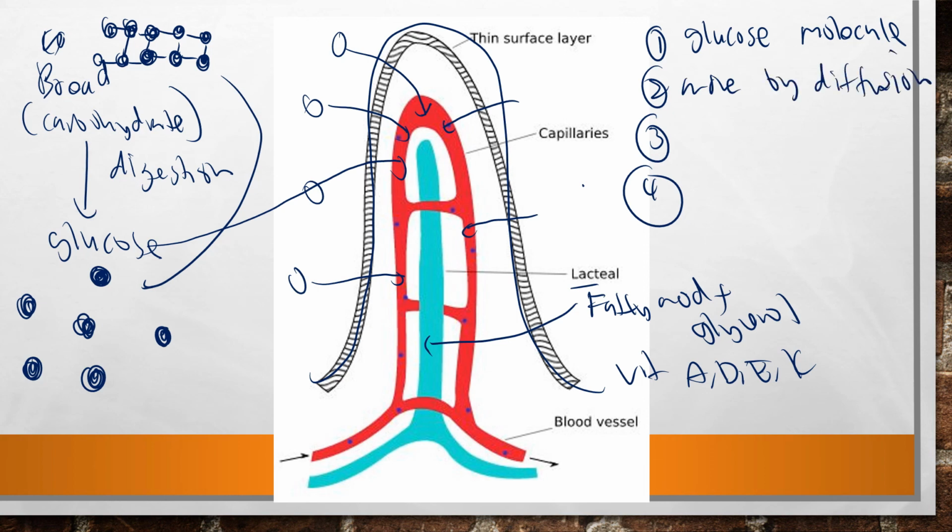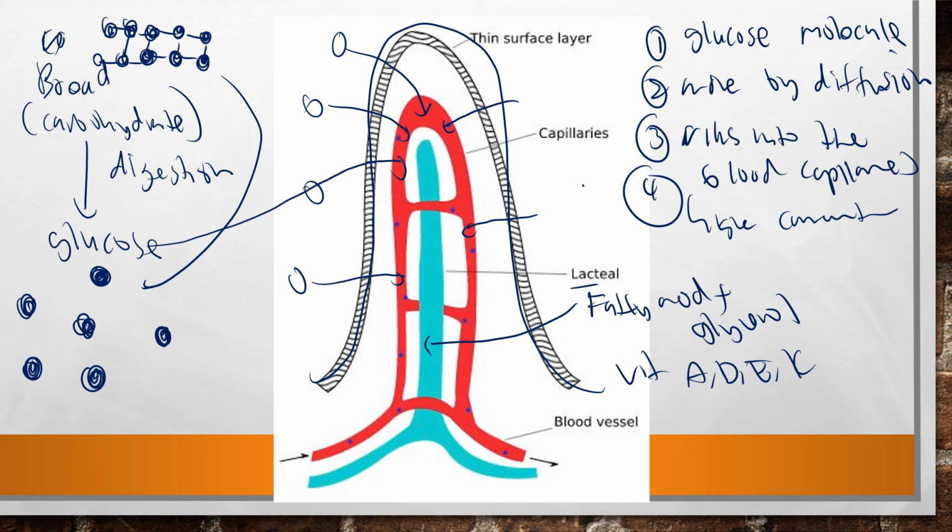Cara, kita dah tahu cara resapan. Dari mana ke mana dia nak bergerak ni kan? From where to where the glucose molecule wants to diffuse. So, it wants to diffuse from the villus into the blood capillaries. So, apakah sebab? Kenapa dia boleh bergerak ni daripada villus masuk ke dalam blood capillary ni? Sebab dia ada higher concentration at villus and lower concentration at blood capillary.